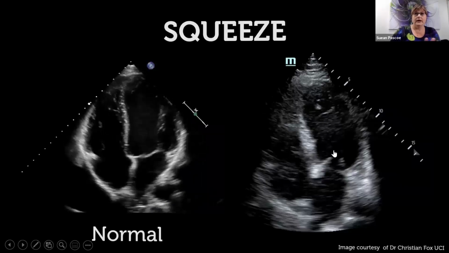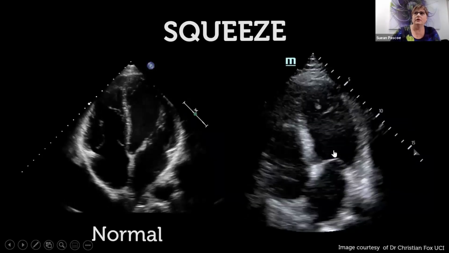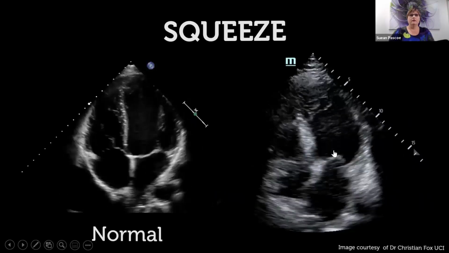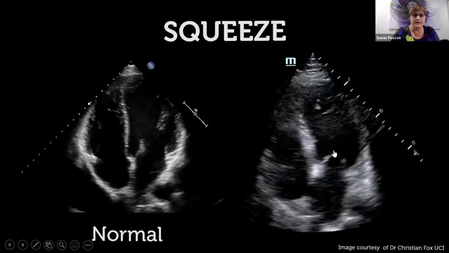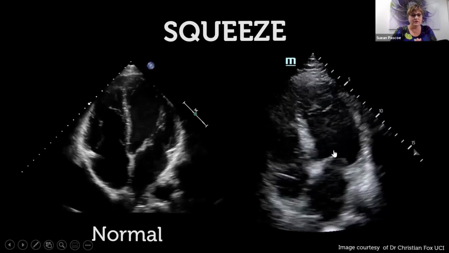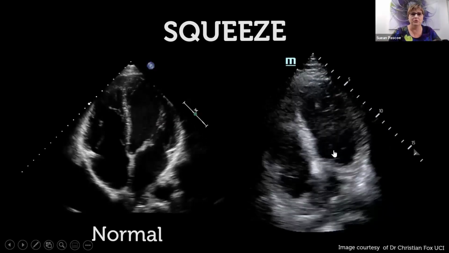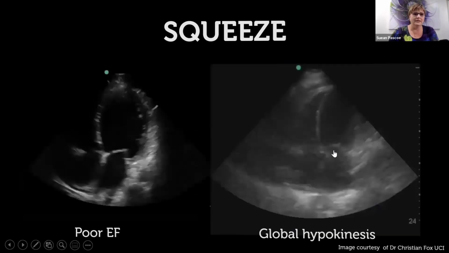And again, the next thing we're looking at is the squeeze of the heart. So here's an example of normal on the left and a bit of atrial flutter on the right. Is it squeezing in the manner that we're used to seeing it squeeze? So once you have looked at lots of normals, it means abnormal stands out quite a lot more easily.